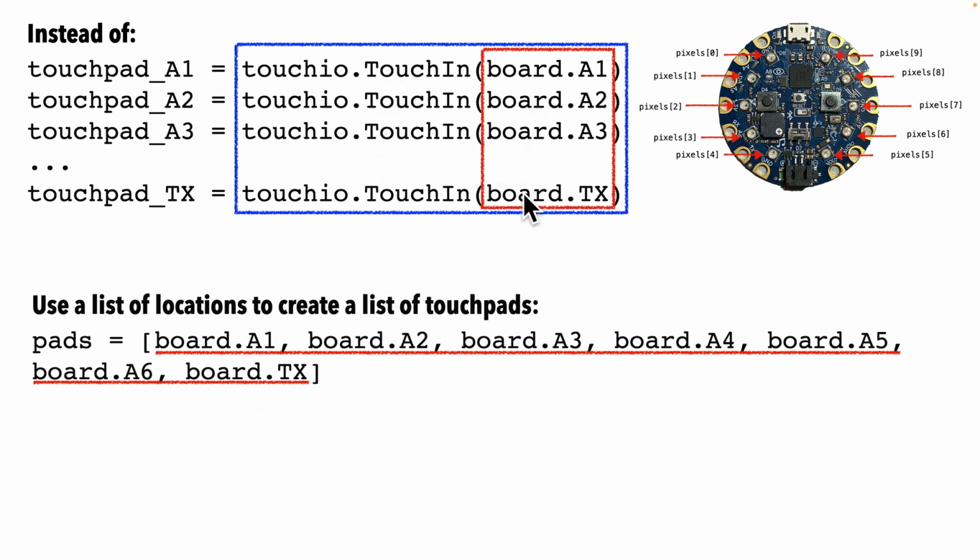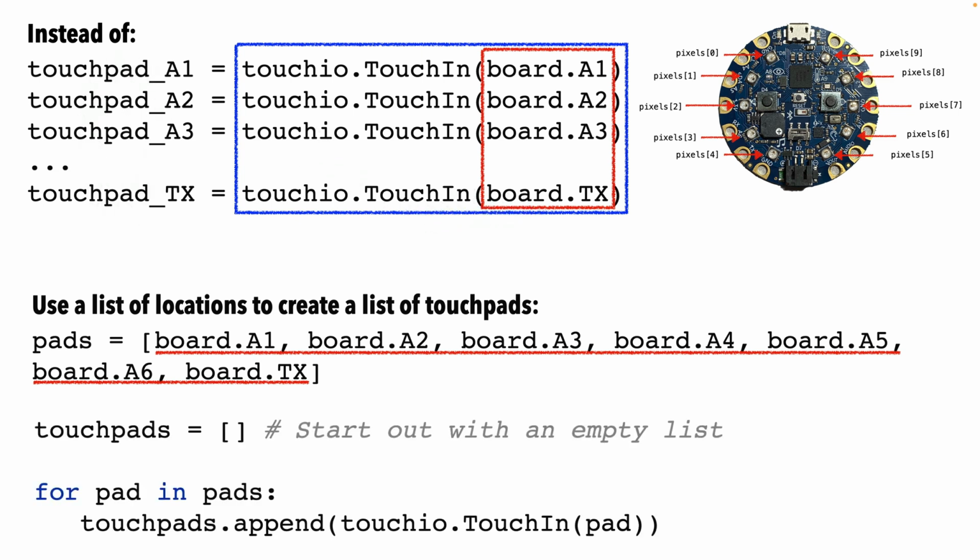Now you see how we passed the location into touchio.TouchIn to create a touchpad? Well, instead of creating separate variables with a separate name for each touchpad, we're instead going to create a single list called touchpads, and we'll loop through all of the locations in the pads list, and we'll use each location to create a new TouchIn object. Once we've created that, we're going to append it to the touchpads list. Remember, append adds an element to the end of the list.